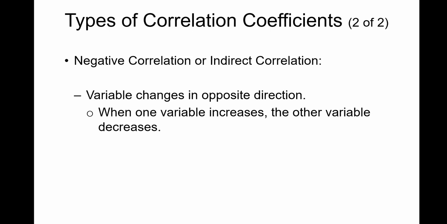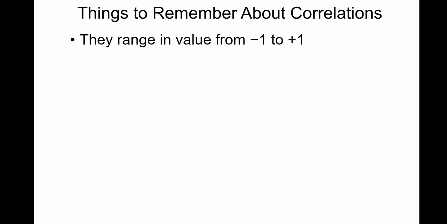Okay, so some highlights to remember. This is the most important one. -1 to +1 is your value range for a correlation coefficient.